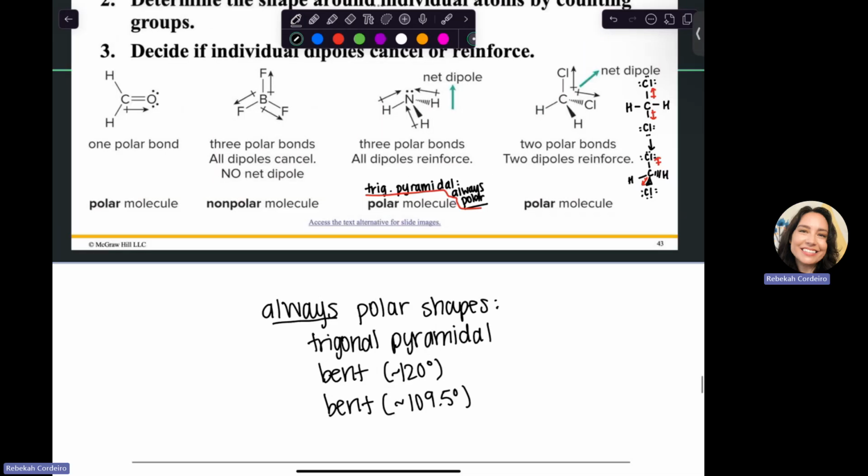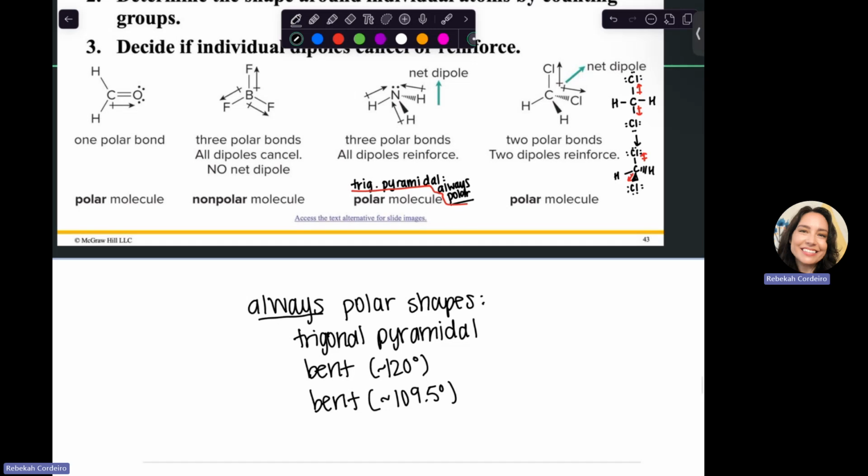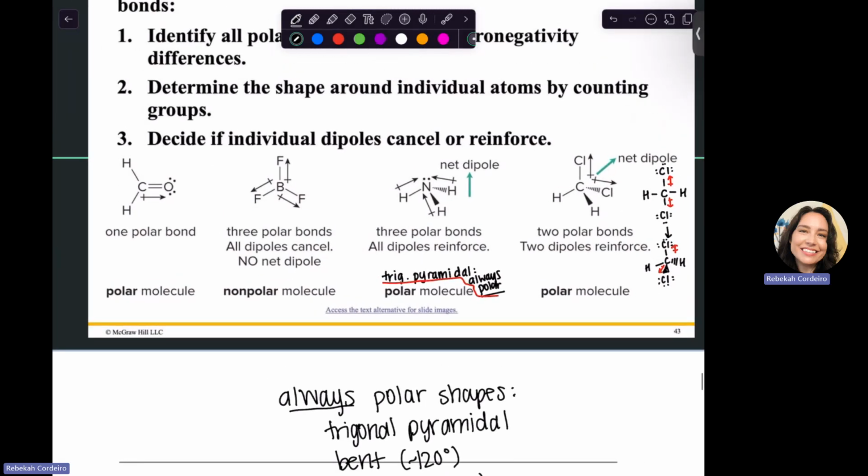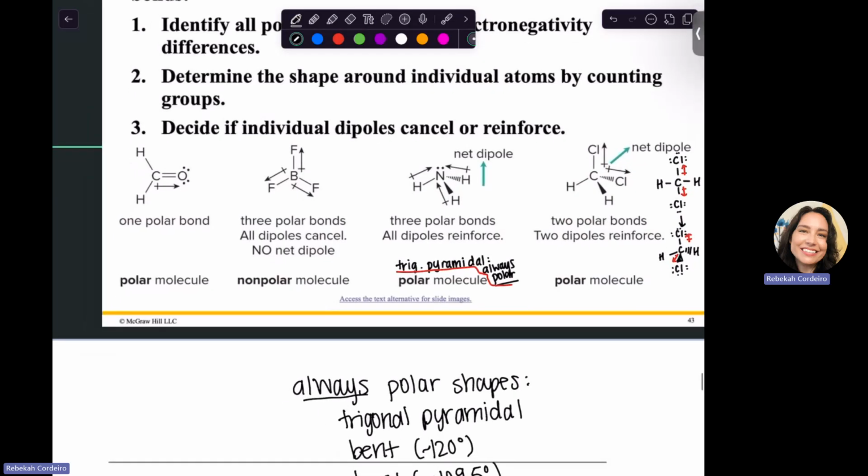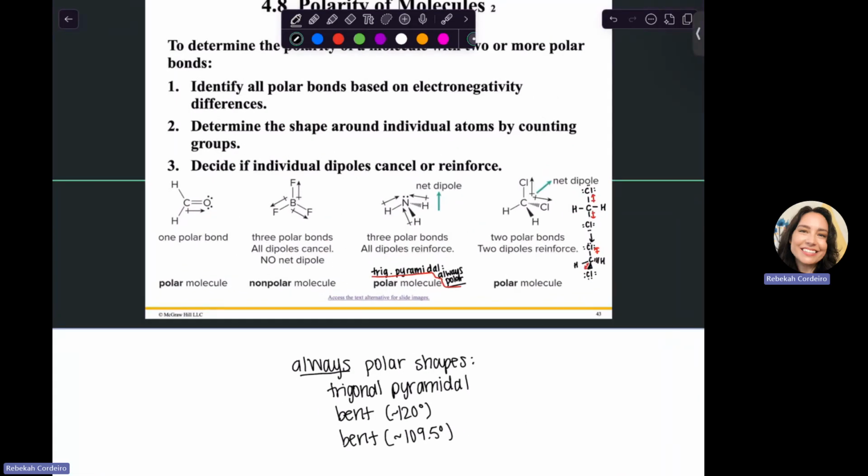Now notice I didn't say that all linears are nonpolar. I didn't say that all trigonal planars are nonpolar. That's not true. These shapes are always polar, and for the rest of them you have to do this trick where you look and see if it cancels out or not. So this is definitely a topic that builds. You have to be able to draw your Lewis structure, then tell the shape, then tell if the bond is polar or not, and which direction you would have a pull based on electronegativity differences. Then you can determine the polarity of your molecule.